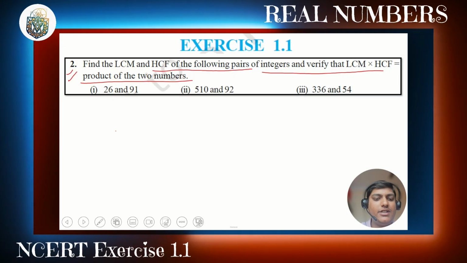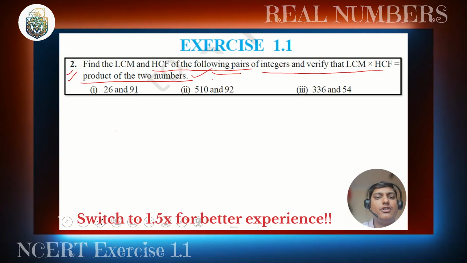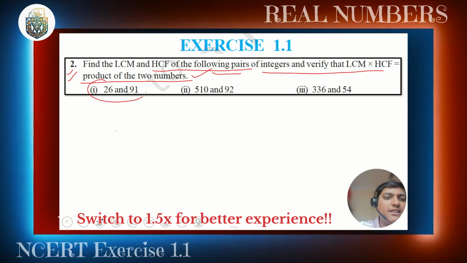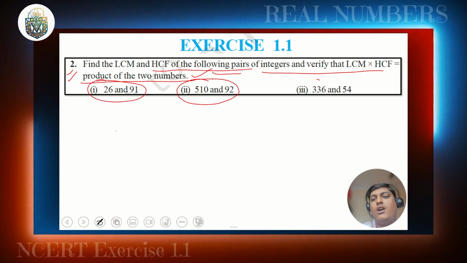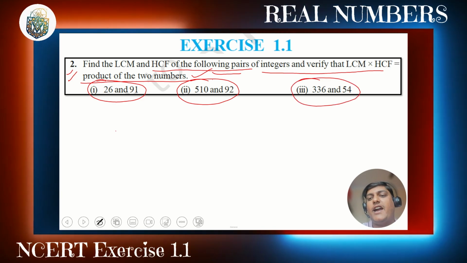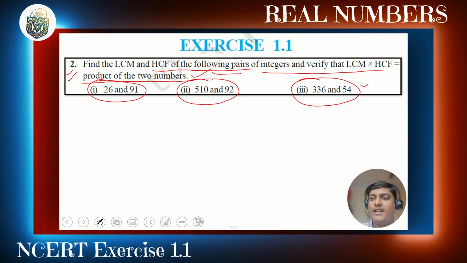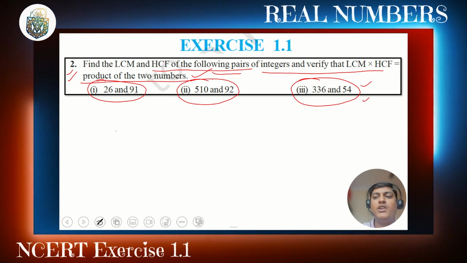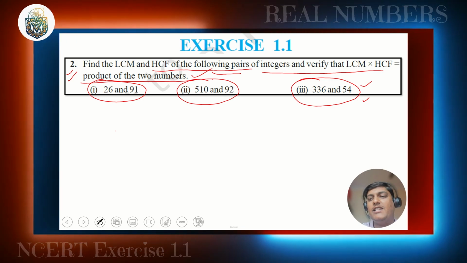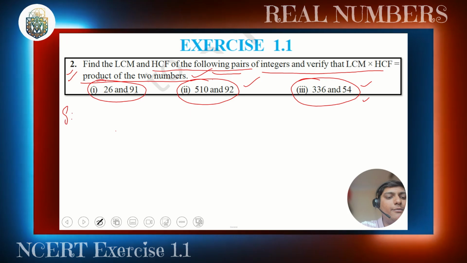So the second question states that LCM into HCF is equal to the product of two numbers. So we have to express 26 and 91, 510 and 92, and 336 and 54. First we have to find the LCM and then we have to find the HCF. Then we have to verify whether LCM into HCF is equal to the product of these two numbers.